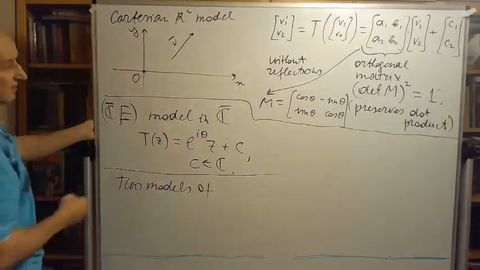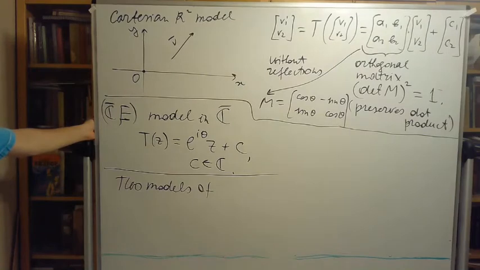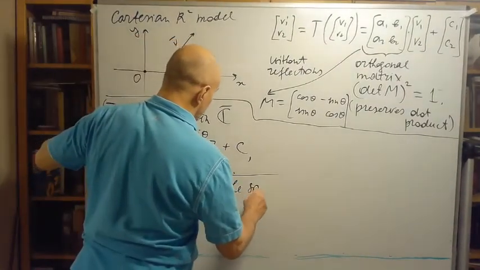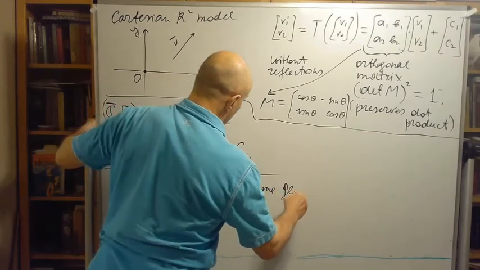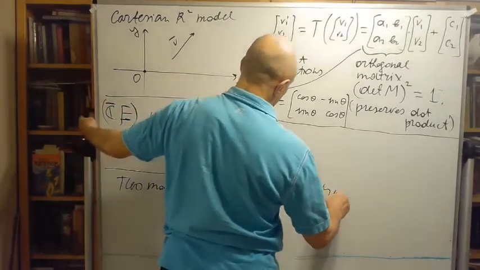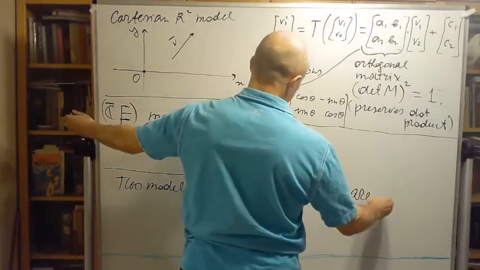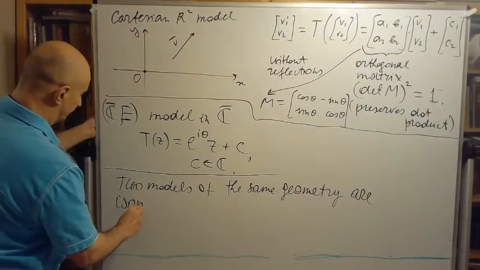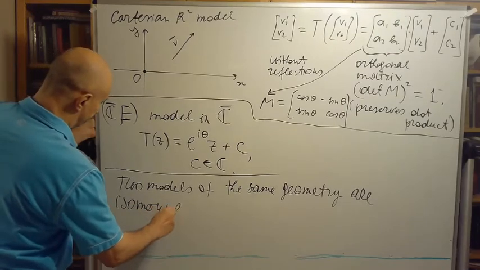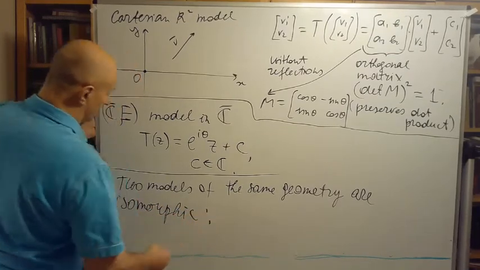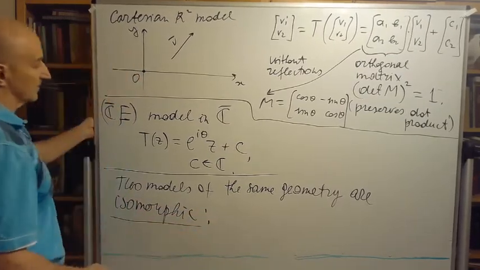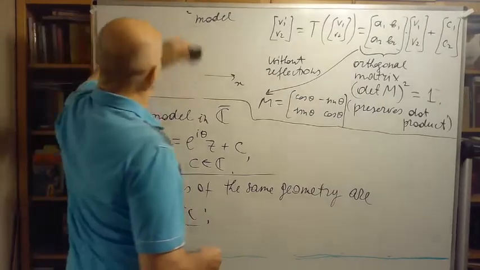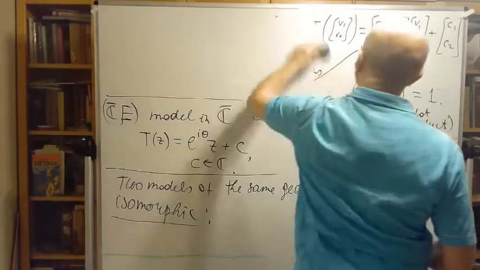this is just an example. You can consider other models of other geometries. Two models of the same geometry must be isomorphic. What does it mean, isomorphic? There is a bijection between transformations in one model and in the other model.